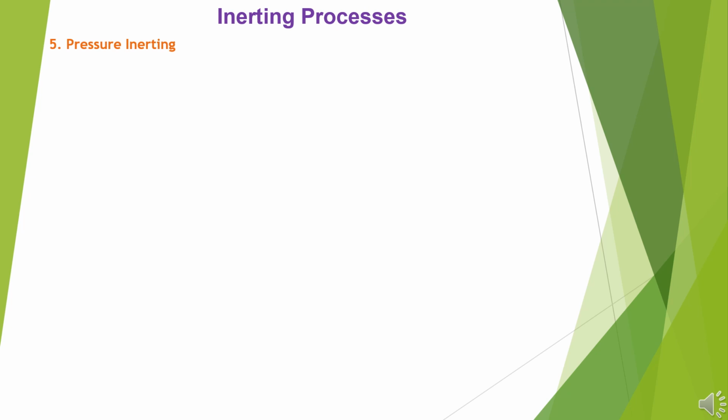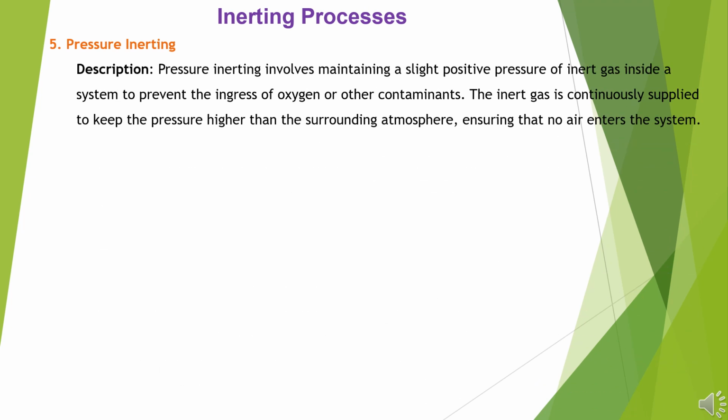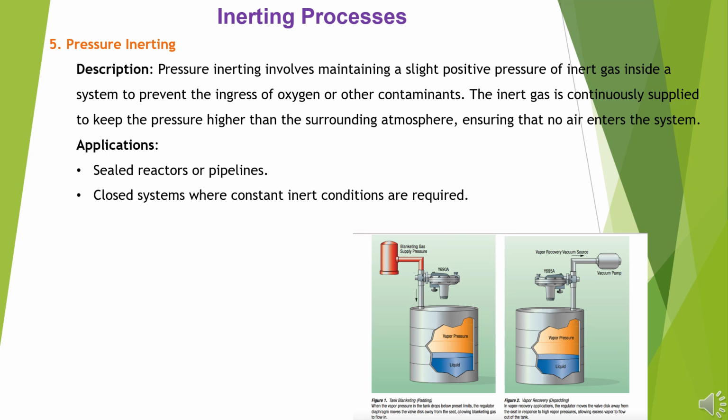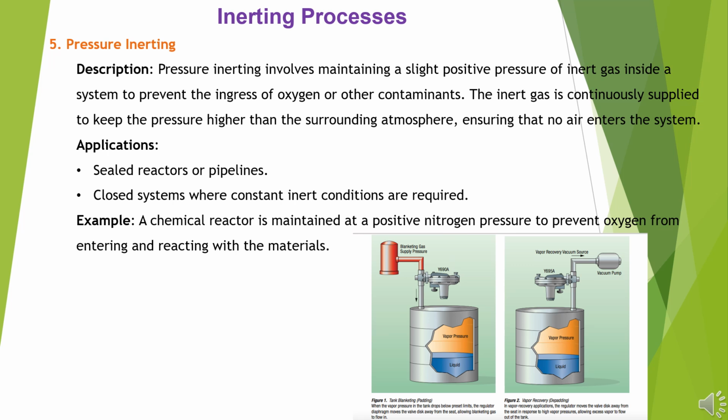Five. Pressure inerting. Description: pressure inerting involves maintaining a slight positive pressure of inert gas inside a system to prevent the ingress of oxygen or other contaminants. The inert gas is continuously supplied to keep the pressure higher than the surrounding atmosphere, ensuring that no air enters the system. Applications: sealed reactors or pipelines. Closed systems where constant inert conditions are required. Example: a chemical reactor is maintained at a positive nitrogen pressure to prevent oxygen from entering and reacting with the materials.